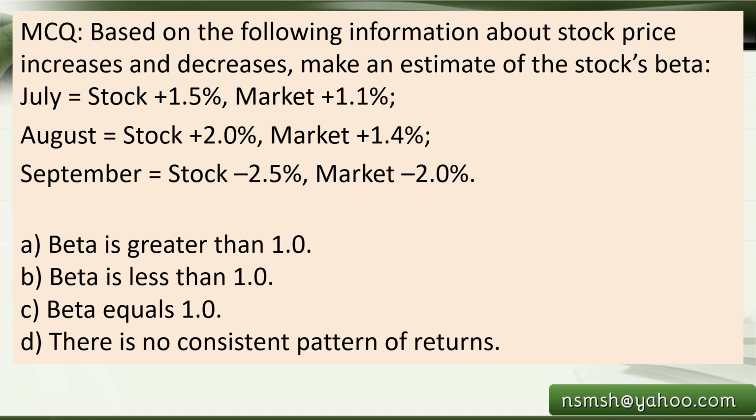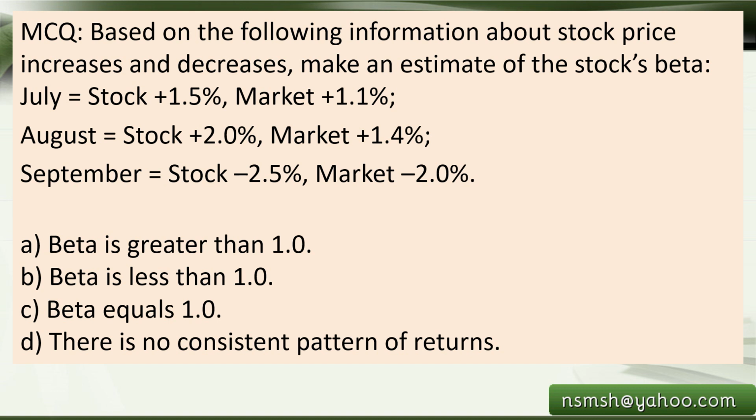Based on the following information about stock price increases and decreases, make an estimate of the stock's beta. In July the stock was plus 1.5%, that means increasing, and the market was plus 1.1%. In August the stock was plus 2.0% and the market was plus 1.4%. In September the stock was minus 2.5% and the market was minus 2.0%.